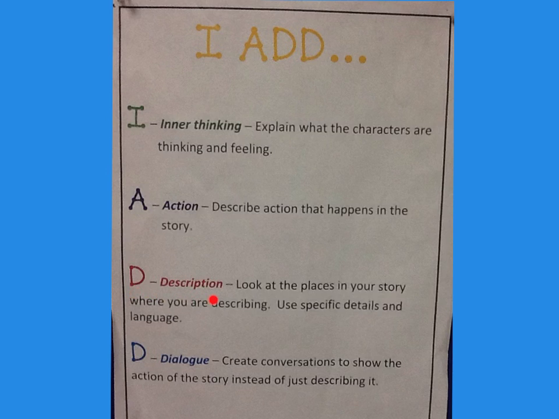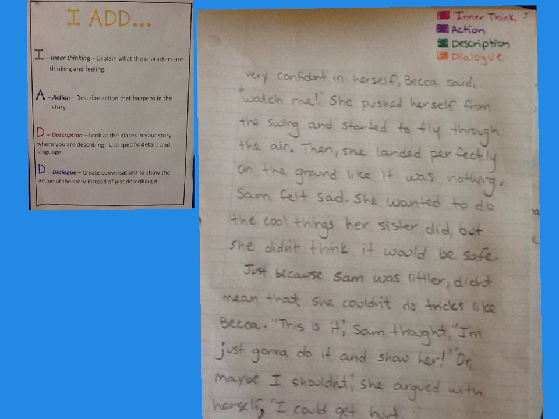The D stands for description. Look at the places in your story where you are describing. Use specific details and language. And the D stands for dialogue. Create conversations to show the action of the story instead of just describing it.